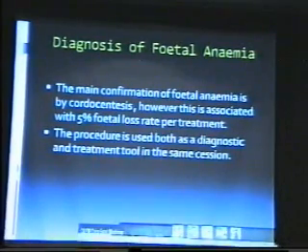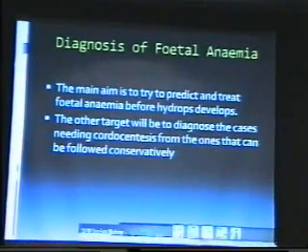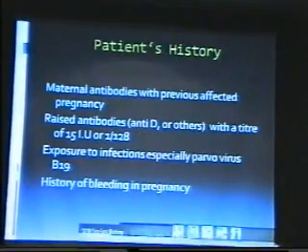We'll take a sample first of all to confirm, we do the transfusion at the same setting, and we take another sample post-transfusion, which I'm going to explain now, to confirm that we have actually managed to correct the anemia to a reasonable level. And as I say again, the main aim is to try and predict and treat fetal anemia before fetal hydrops develops. Because, as I say, if we reach hydrops, the survival is very poor.